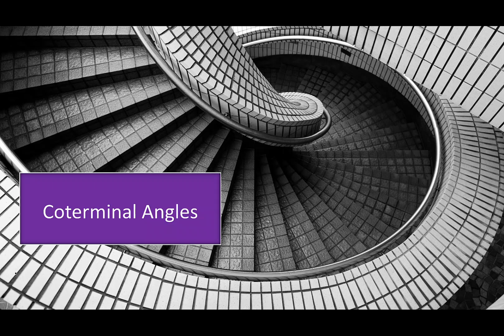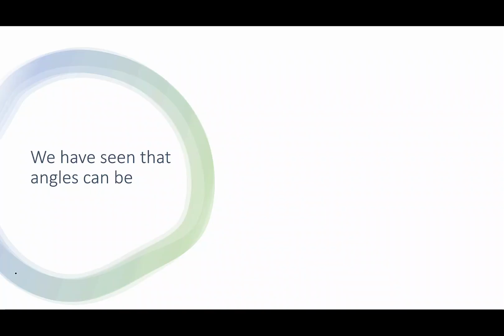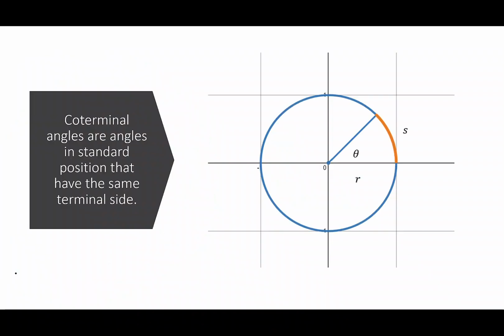Hi everybody, today we're going to talk about coterminal angles. We have seen that angles can be positive, negative, in degrees, in radians, under 1 revolution, greater than 1 revolution. Coterminal angles are angles in standard position that have the same terminal side. So that could mean that we had something that was positive, or maybe we have the same thing when we go in a negative direction, or maybe we loop around multiple times and come to the same spot.